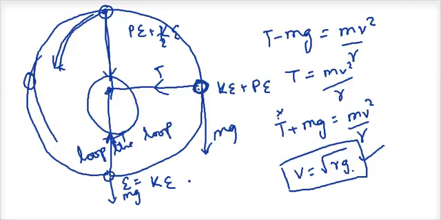Technically, if the stone has to loop the loop, the minimum velocity that it requires here is root over of rg. Now assume that this is the case. Let's find out what is going to happen in the rest of the points. So now we are going to assume this is the case and then try to find out what will happen at the different points.